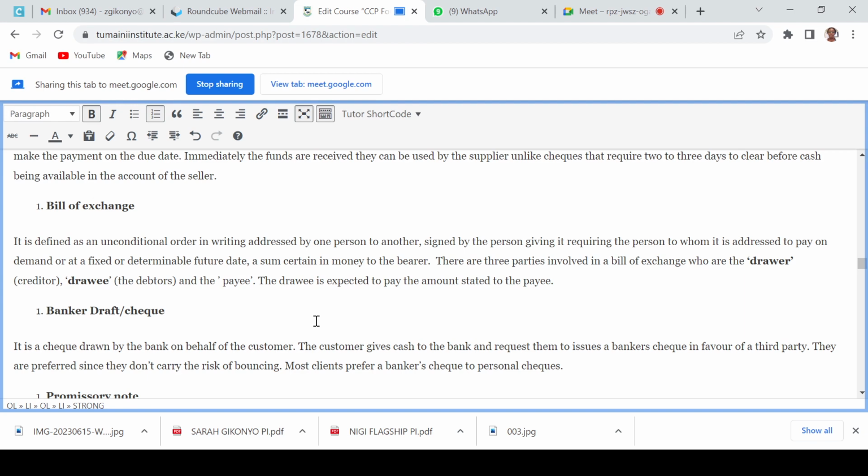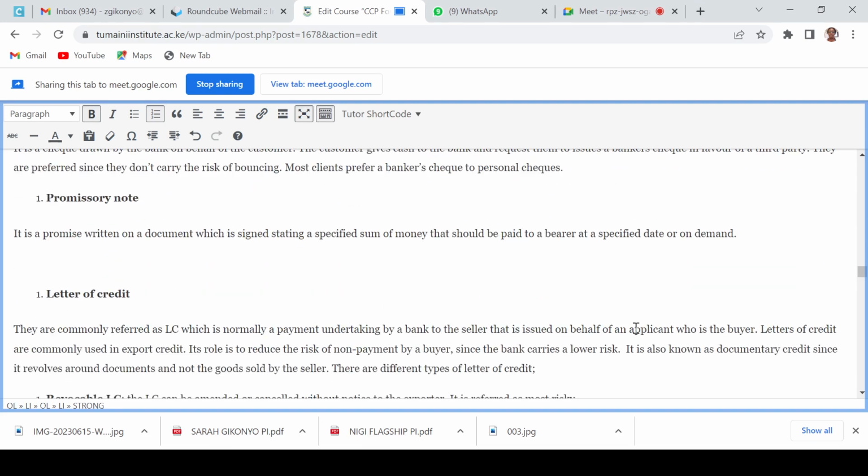What is the difference between a banker's check and a personal check? These are personal checks. A banker's check is drawn by the bank on behalf of the customer. The other one is the one an individual issues from their own account.